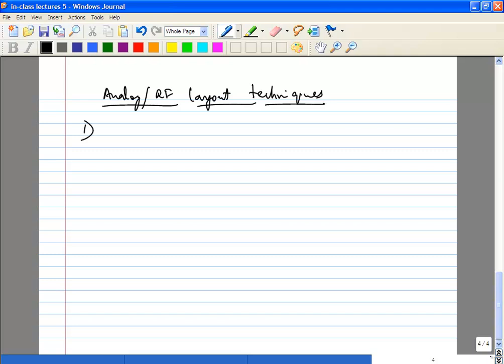So obviously this we have seen before, which is multi-finger transistors. We looked at this briefly before, right? I think before you started the LNA project, we looked at this briefly, but let's look at it again.